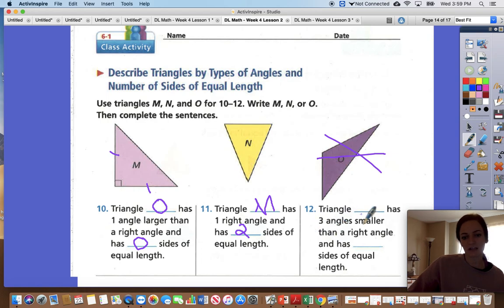Triangle blank has 3 angles smaller than a right angle. Well, it's the only one we have left, right? This one's smaller than a right angle, this one's smaller, and this one's smaller. Okay? And it has blank sides of equal length. How many sides do you think are equal? I would say 2, right? This one and this one are the same length. Okay, so I'm going to write 2.